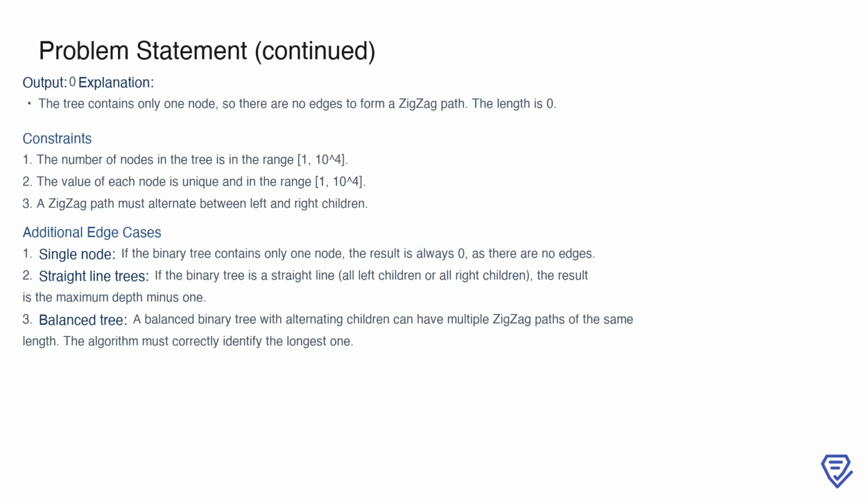Finally, let's consider the simplest case, a tree with only one node. Since there are no edges in this tree, it is impossible to form a zigzag path. Therefore, the length of the longest zigzag path is 0.